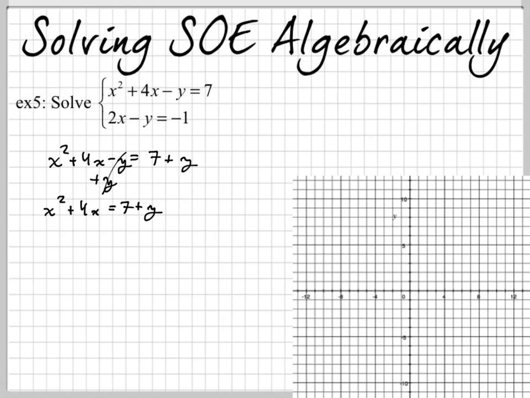Now how would I get rid of the 7? Yeah, you just subtract 7. So now I have x squared plus 4x minus 7 equals y. Now this y is alone, so I don't need this guy anymore. So I would take this guy right here and plug it into this y right here.